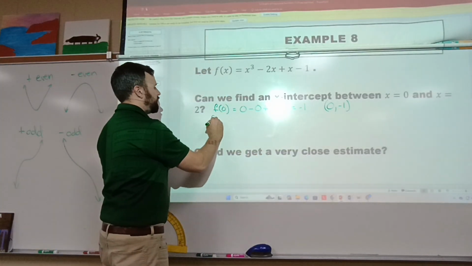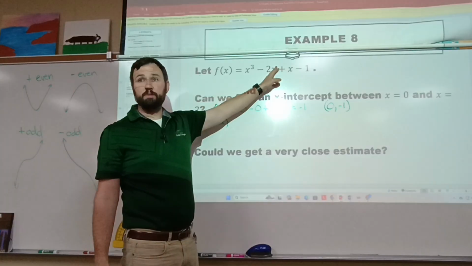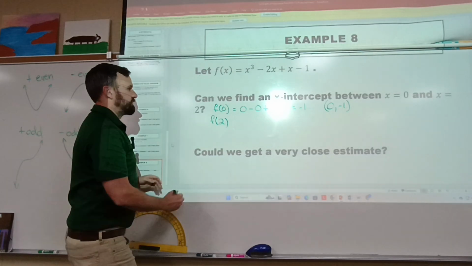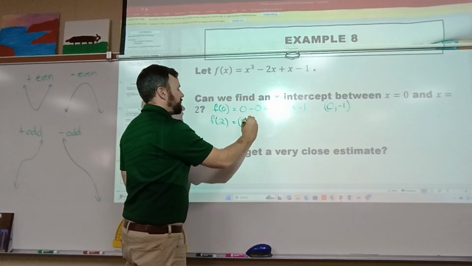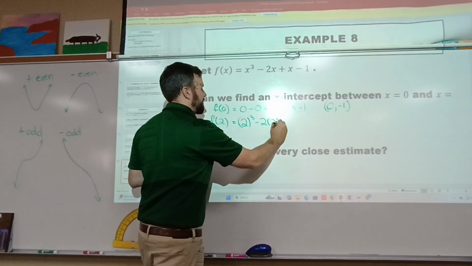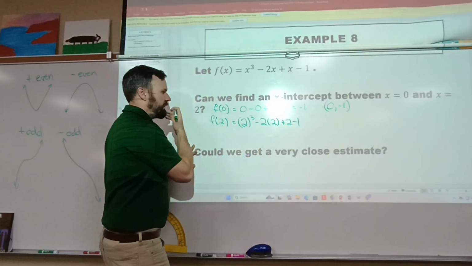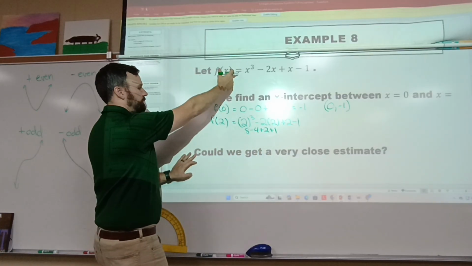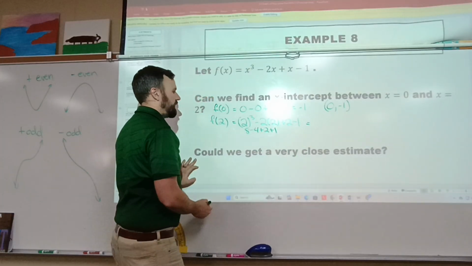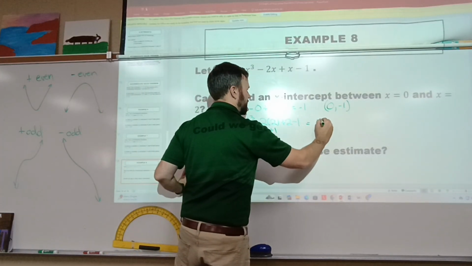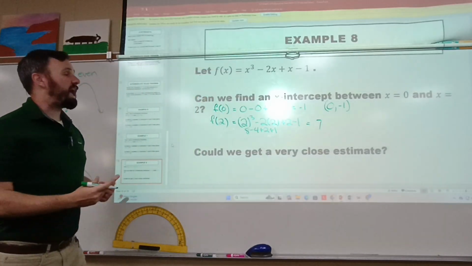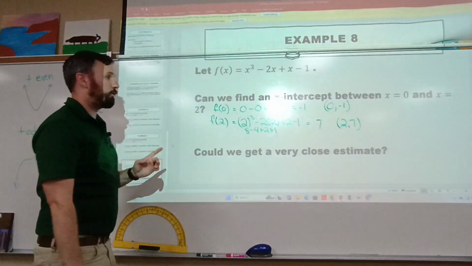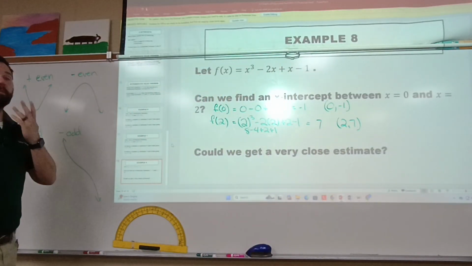Then we would do f of 2. I'm pretty sure this is a typo and that should be a squared. But I don't think it'll matter. I'm going to plug it in as it says. 2 to the third minus 2 times 2 plus 2 minus 1, right? So what's 8 minus 4 plus 2 minus 1? I'm just plugging in 2 to my function, right? So that's 5... so I have the point (2, 7). I got my 2 points.